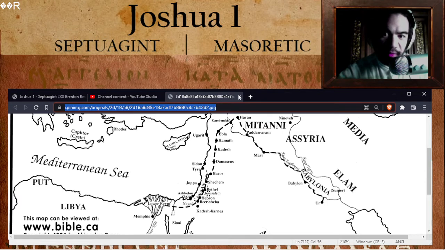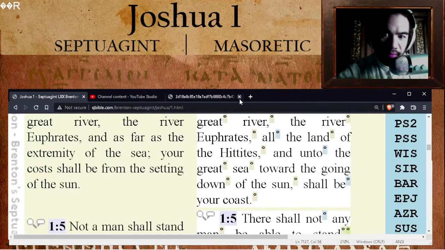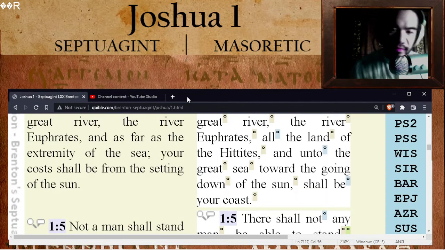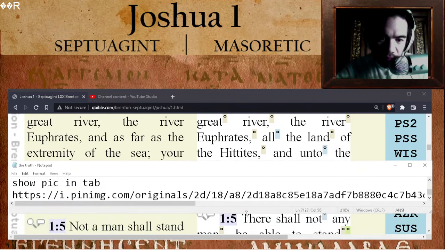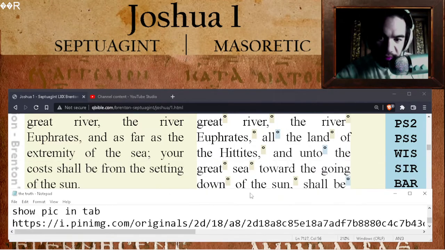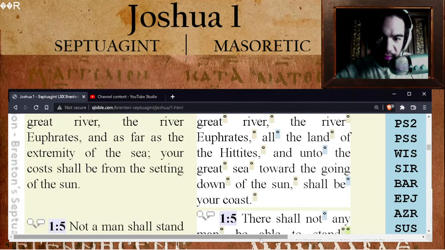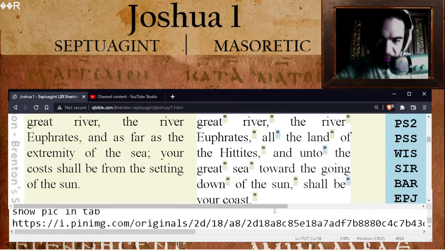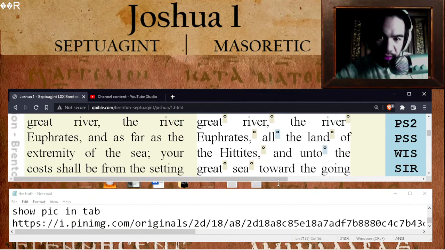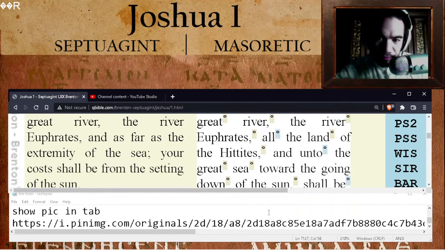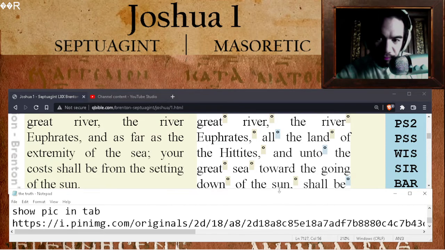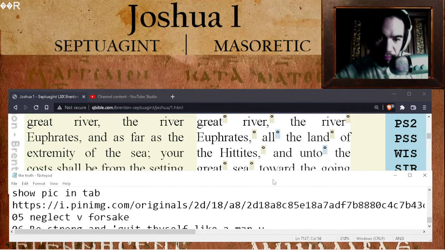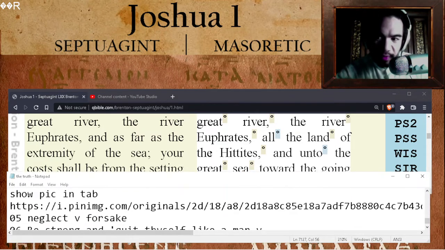Okay, so we're going to close that and move on. I'm having a bit of trouble just shrinking this window down. Okay, so continuing on. Okay, so I showed you the picture in the tab.